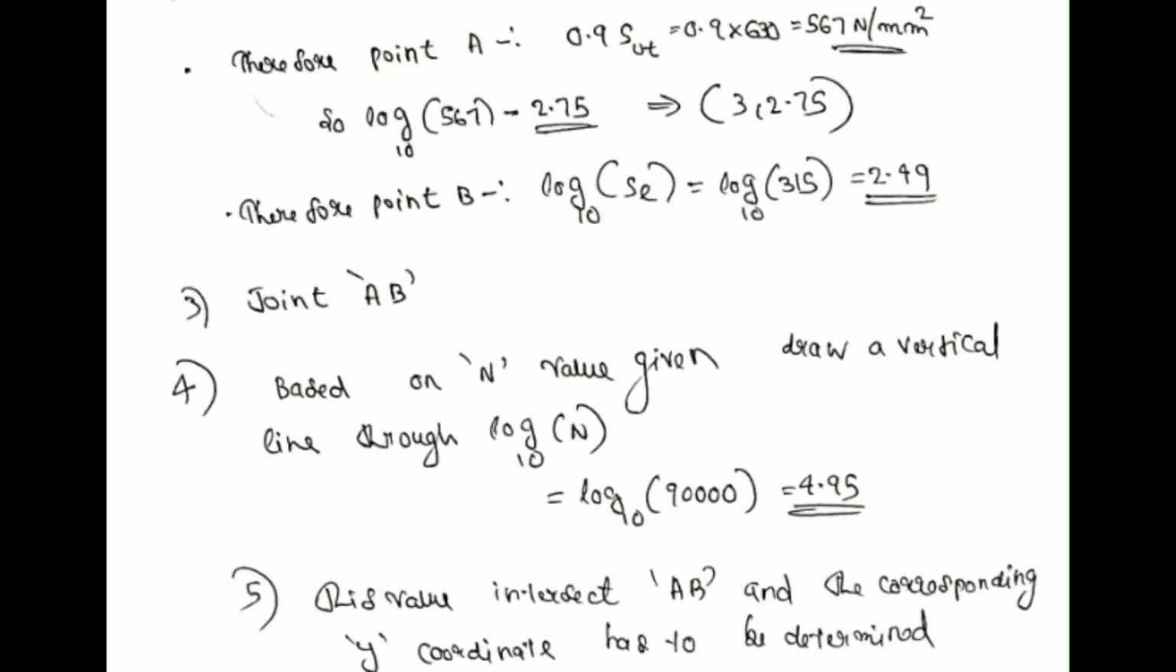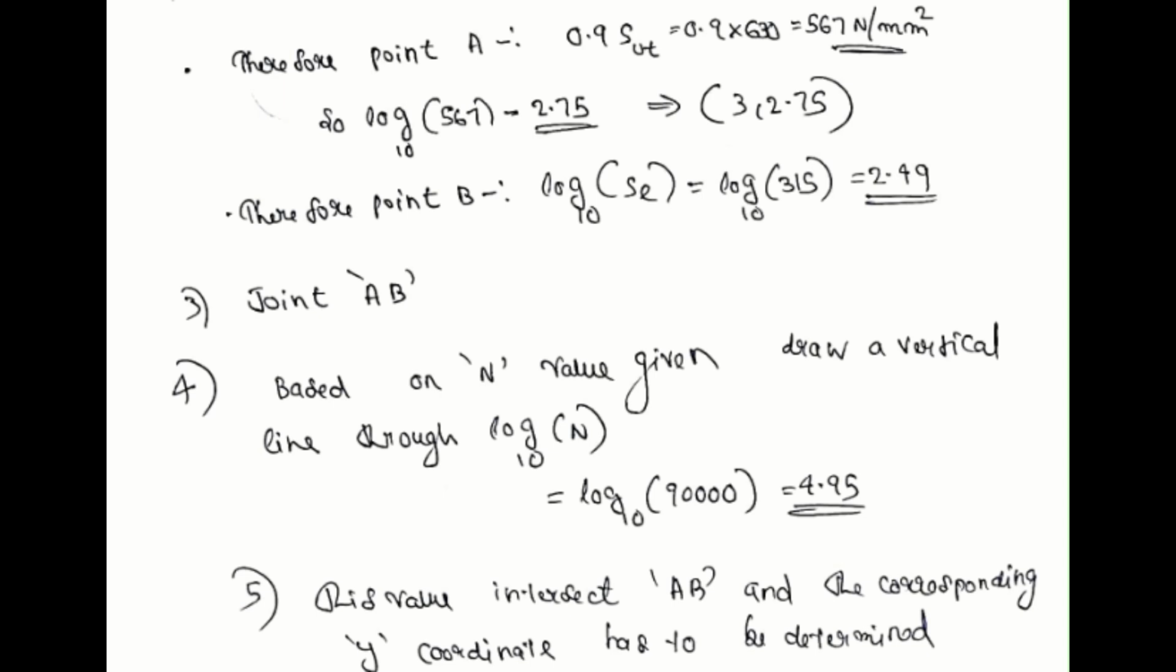The same way we can find point A. You have to find the y coordinate of point A, which is 0.9 SUT. The ultimate tensile strength is already given, so we just substitute and find the value of log 10 of 0.9 SUT. Similarly, you can find the y coordinate for B, that is log 10 of Se. So now we have both the y coordinates of A and B.